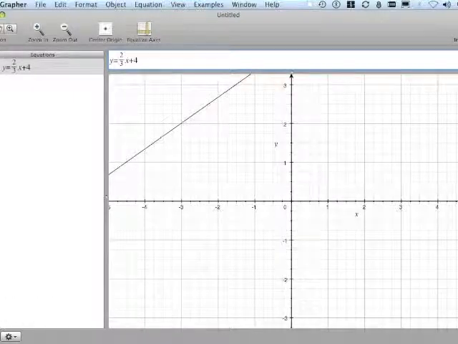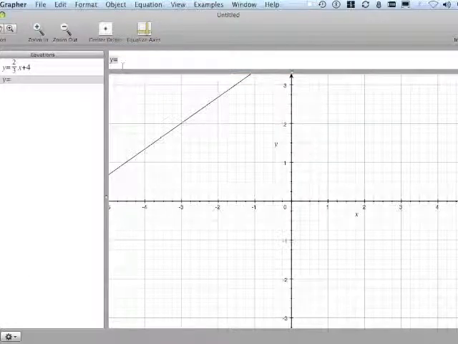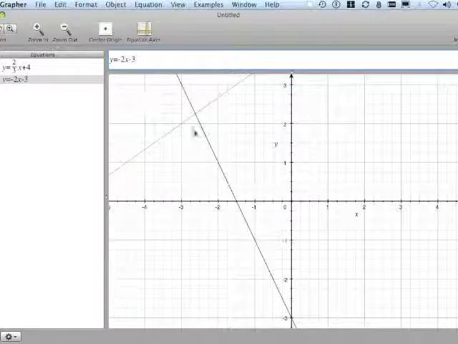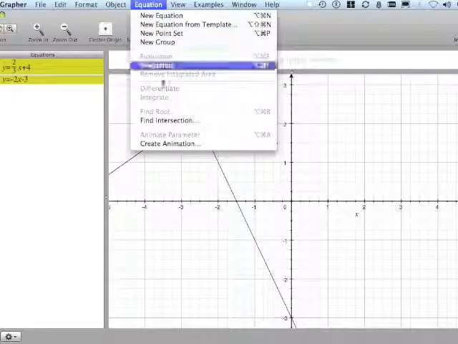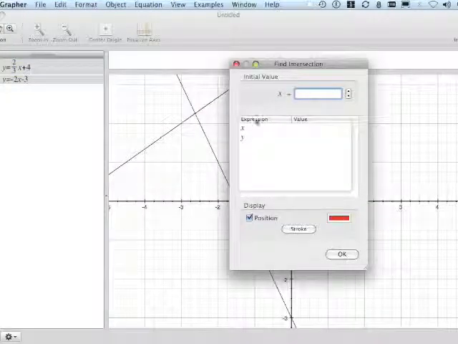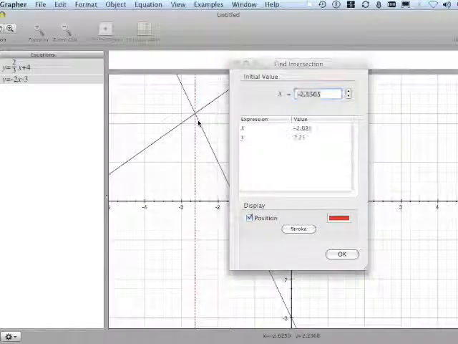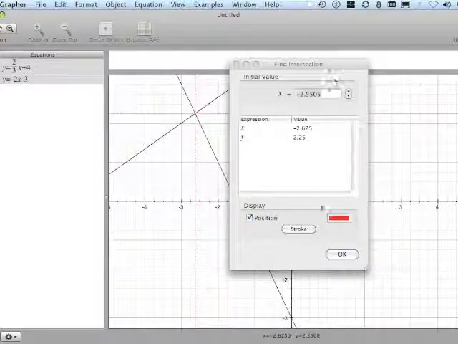There's my first line. I'm going to add an equation. Click on the y equals negative 2x minus 3. Selecting both equations, I can now go equation, find intersection, and I can either click on where I want my x value to be or enter an x value. I'm going to click near where the intersection is. It goes to the intersection. That shows up in several places.